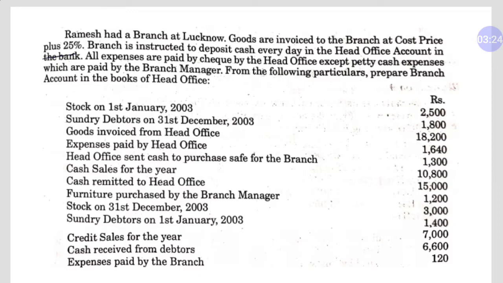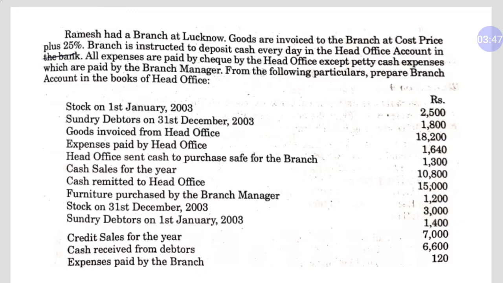Stock on 31st December 2003, so this is closing stock, it will take place on the credit side of the branch account. Sundry debtors on the 1st January, so this is the opening balance of debtors, so it will take place on the debit side of the branch account. Credit sale for the year, it is 7,000. So dear student, this is credit sale for the year 7,000.